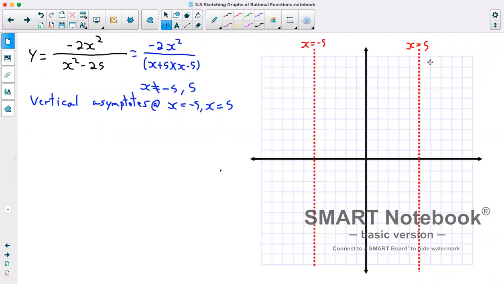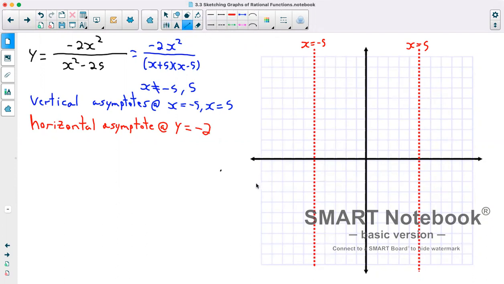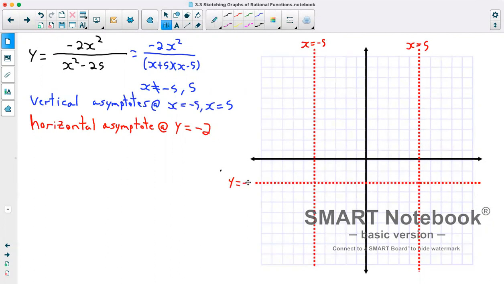Now looking at this, we have the same degree, so we're going to have a horizontal asymptote at y is equal to this leading coefficient over this one, so -2 over 1, so that's just at -2. So label that one as well. And then we'll go back into finding some key points on our graph.